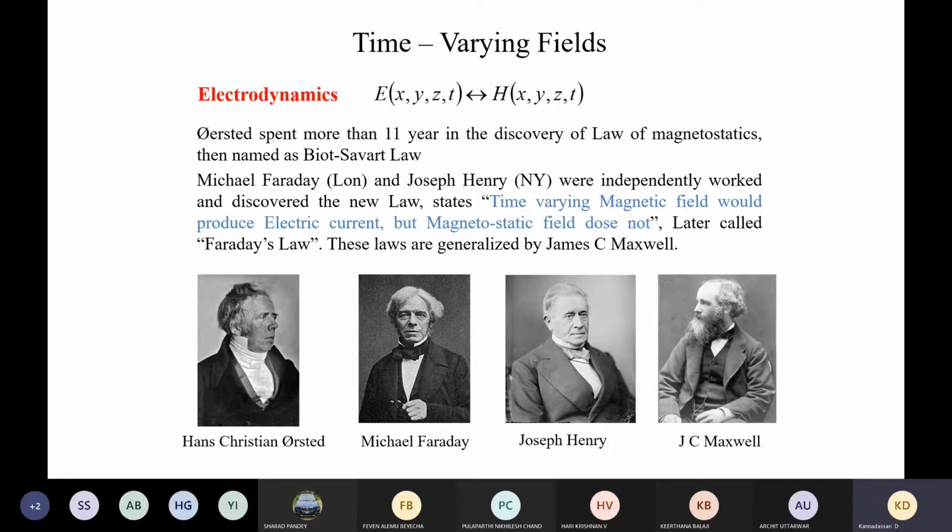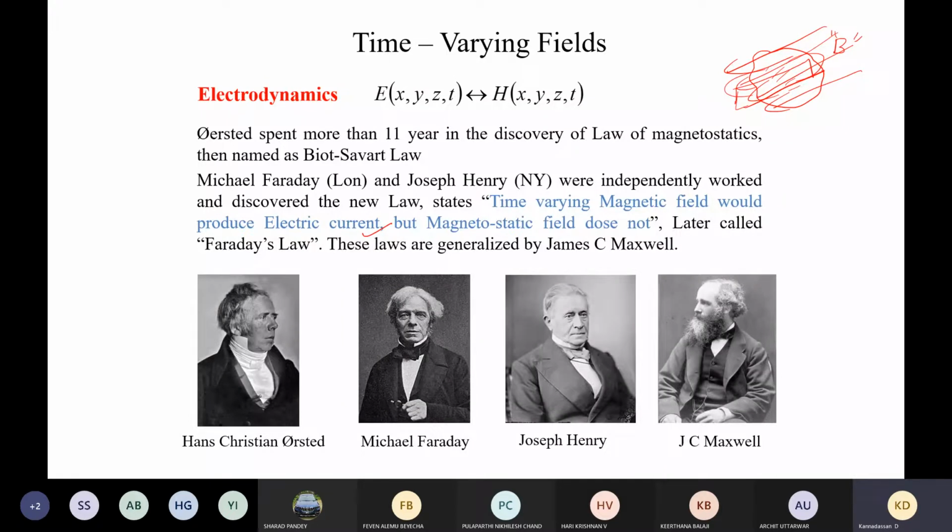And what is that? A time varying magnetic field would produce an electric current, but a magnetostatic field does not. What is the meaning of that? Let's say there is a loop, and a magnetic field is passing through it, calculated over the closed surface. If it is non-varying with respect to time, then it is not going to produce any electric current. Say you keep a bar magnet in the center of the wire loop; even though the magnetic field is produced, it is not going to create any so-called electric current.